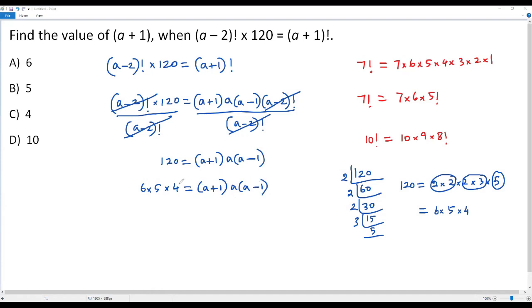Since the product of 3 consecutive numbers from greatest to least is equal to the product of 3 consecutive numbers from greatest to least, the greatest of the 3 numbers on the left side must be equal to the greatest of the 3 numbers on the right side. That is, 6 must be equal to a positive 1, because 6 is the greatest number on the left side and this a positive 1 is the greatest number on the right side. They must be equal. Here I got the value of this expression a positive 1. Its value is 6. And we find this 6 in answer choice A. The correct answer choice for this question is A.